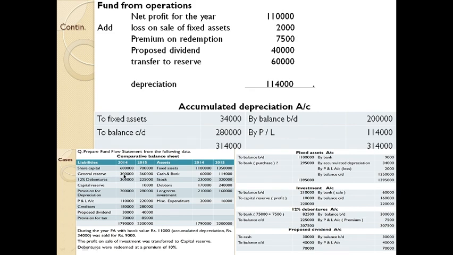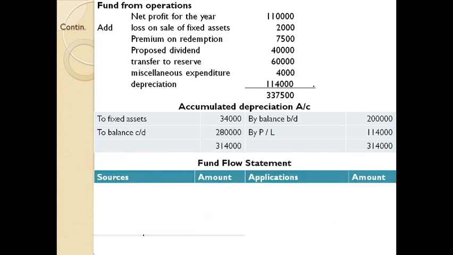Usually there will be an increase in the reserve amount, and you need to take the difference of these two amounts. Next one, miscellaneous expenditure. There will also be an increase in the amount, usually in almost all the questions. So you need to take the difference, and it is considered as miscellaneous expenditure 4,000. And we have taken almost all the items. So by adding all these amounts, you will get the total of fund from operation during the year, that is 3,37,500.